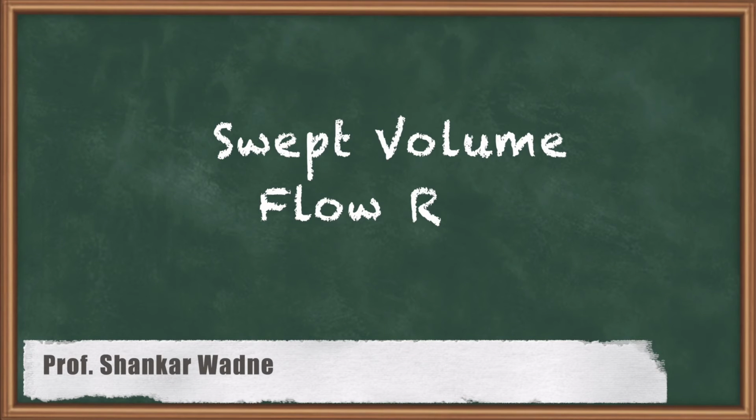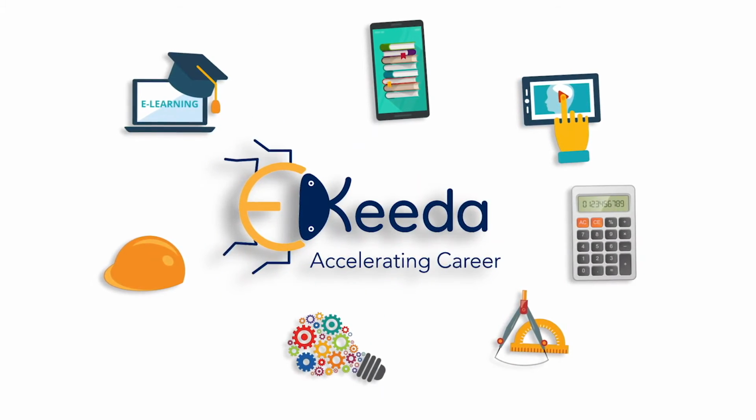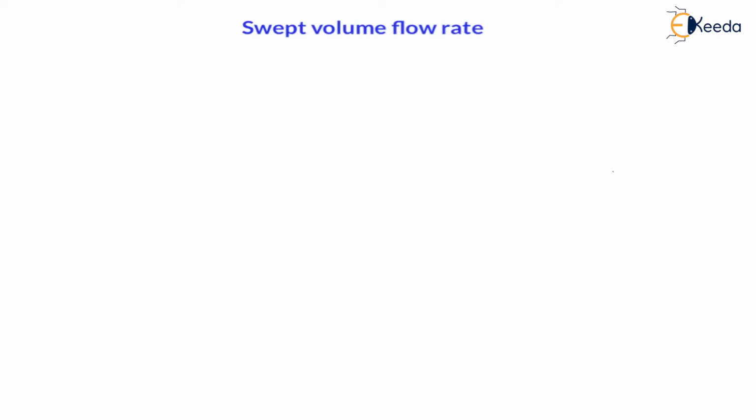Hello my dear students, in this lecture we are going to understand swept volume flow rate. Now the swept volume is represented with Vs, and the flow rate is nothing but per unit time. Therefore it is represented by Vs dot. The unit for swept volume is meter cube, and for rate it is per unit time, therefore meter cube per second. The unit of swept volume flow rate is meter cube per second.